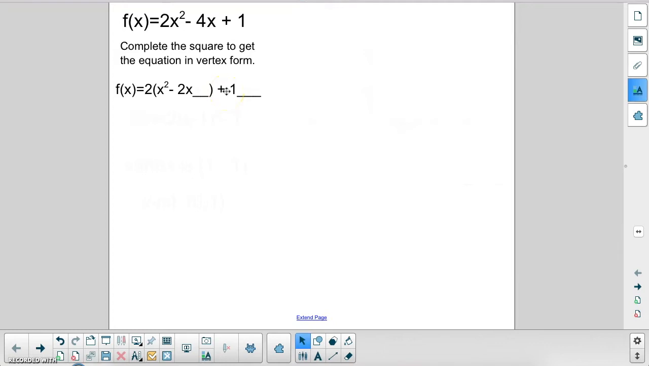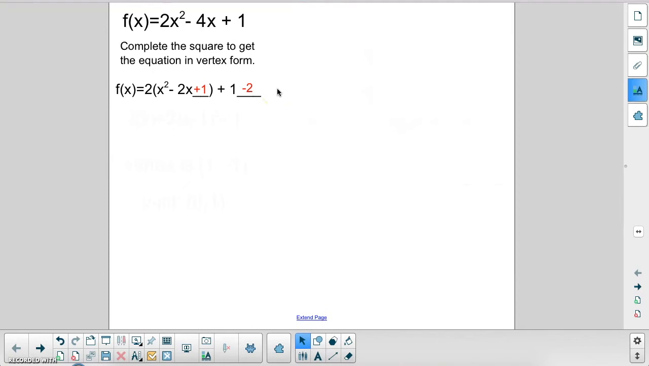Now what I want to do is complete that square. I want to fill in those blanks. So remember, I take half of b and then square it. So half of 2 is 1, and square 1 and you get 1. But I've added something to that equation, and when I add something to the equation, I have to make sure that the equation is still balanced. So what I really added to the equation was this 2 times 1. So I really added 2 to the equation. So to keep it balanced, I've got to subtract 2.